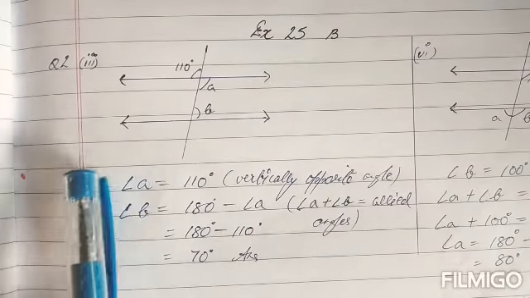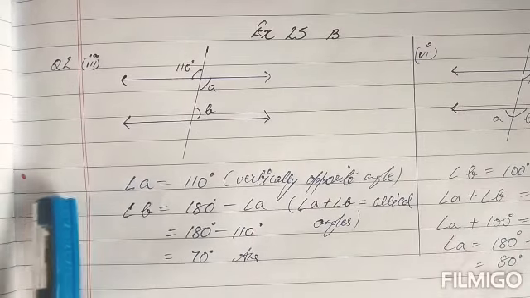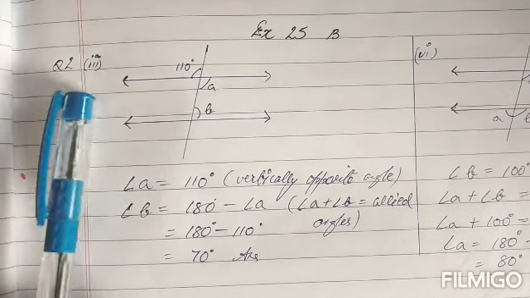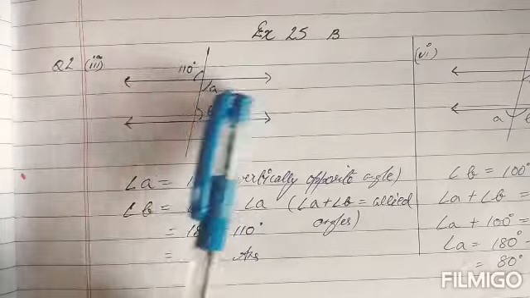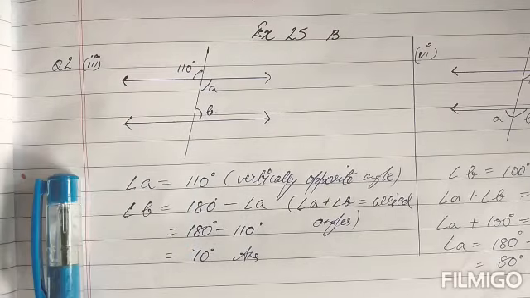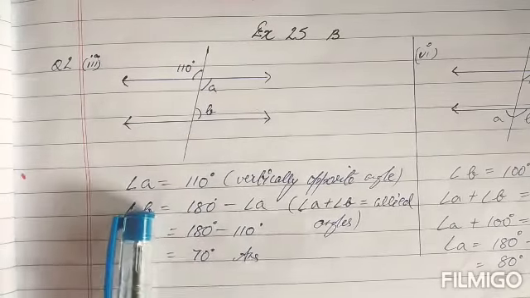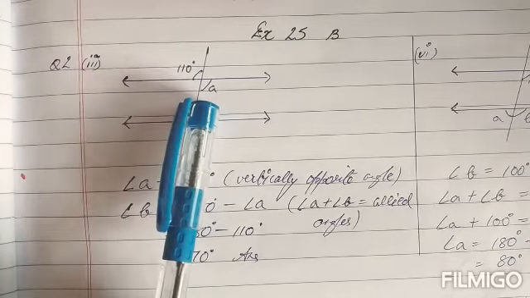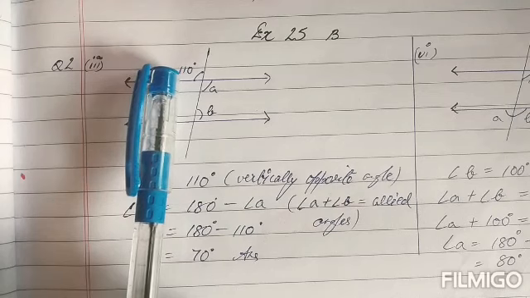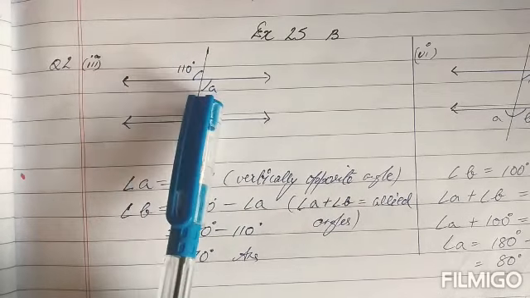Children, we begin with exercise 25B. Now we are going to look at the question. Let's look at question number 2, the third part of it. See, I have drawn the figure for you. This is the figure which is given in your books, and we have to calculate angle A as well as angle B. Now if you look at the figure children, angle A and 110 will have the same value children.